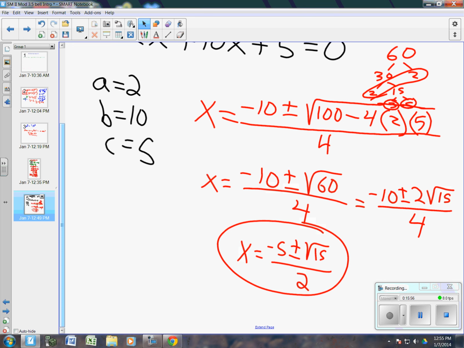Guess what? You're not going to be doing these kinds of problems yet. That's actually in a few assignments from now. You're going to be doing the quadratic formula. The number right here will always be a perfect square. Like the square root of 16, you'll get something like 4.